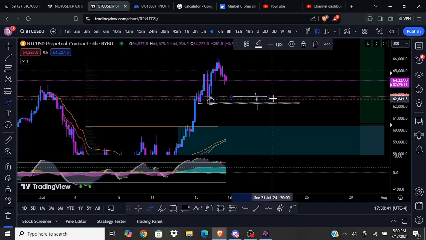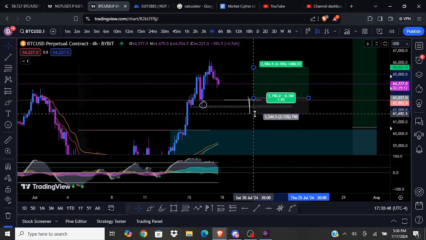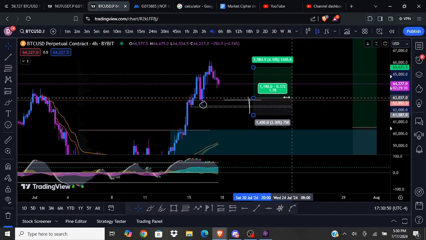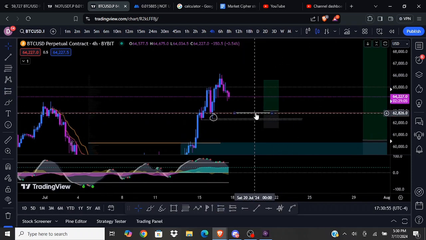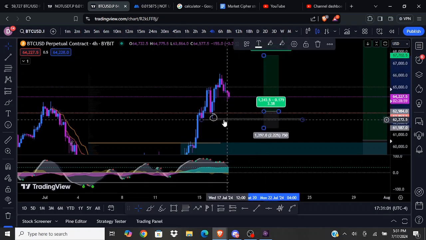I think that's important, and that is certainly an idea that I personally would consider, so I will label that as idea number two. And I'm going to put my entry above the value area low because I would like to see that reclaimed. So that is roughly the idea right there.